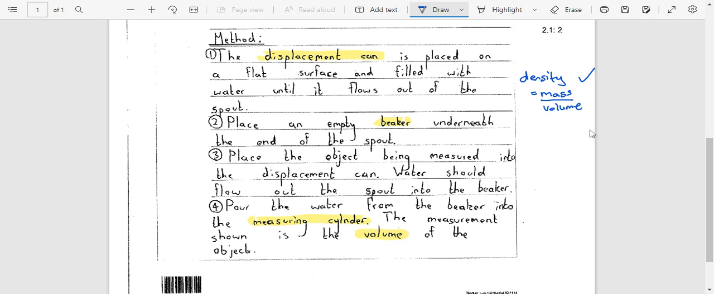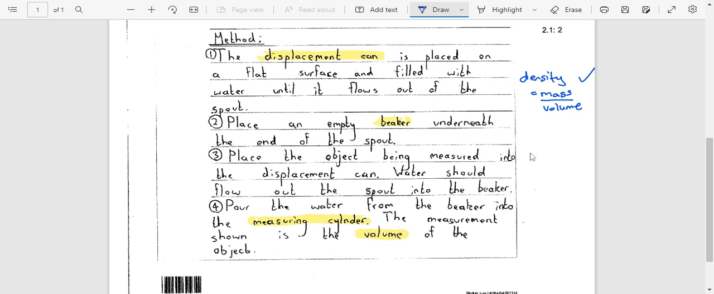The student has perfectly described how to find volume, so it is a good part of the answer, and because they've explained it well, the examiner was able to give them maximum marks in the range they were allowed. The thing they're missing is how to find mass.